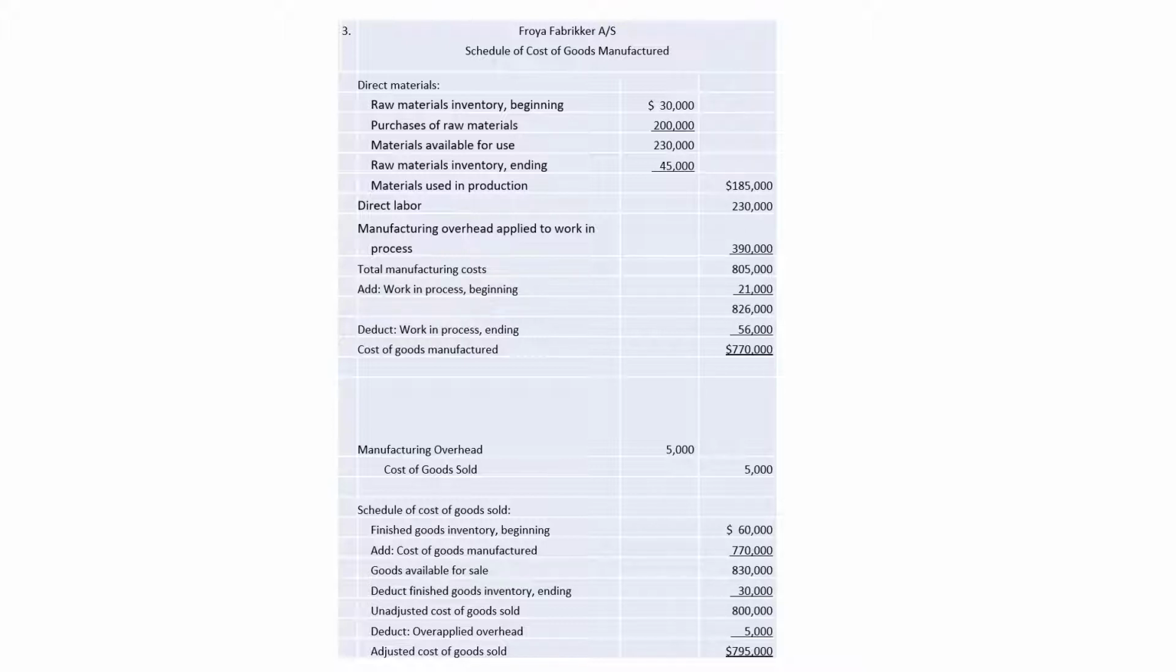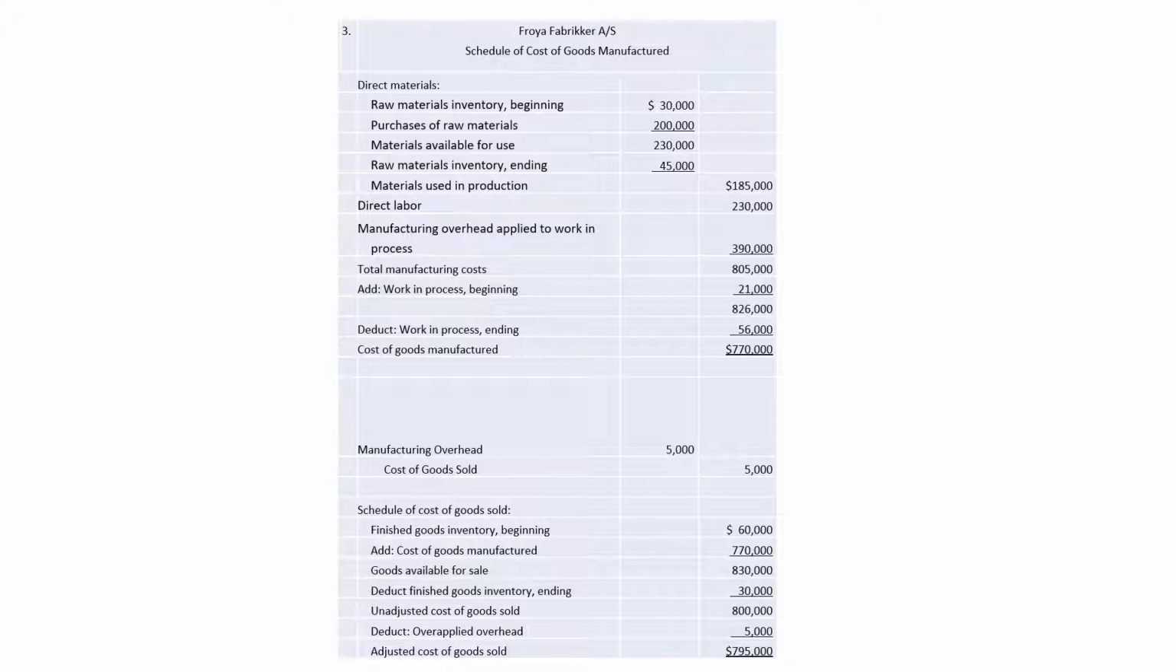Now, how do we get cost of goods sold? Well, one way of doing that, and creating a schedule to determine the total amount besides your T account, is to start with your beginning finished goods inventory. If you sold everything that was in beginning inventory, it cost $60,000. But you manufactured more stuff and finished it. $770,000 was the cost of those items you just determined.